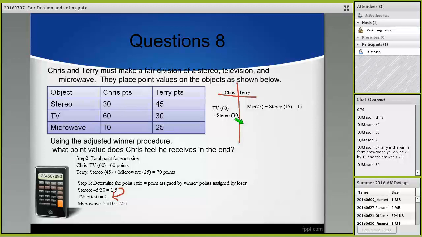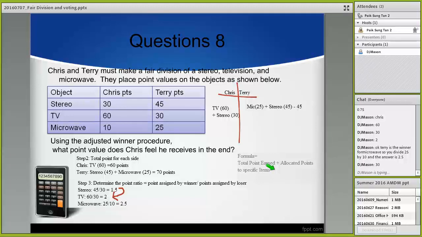earned, whatever they originally earned. For Chris it is 60 points. For Terry it is 45 plus 20, which is 70 points. Plus the allocated points to specific items times x. I have to write it on a different line because it's too long.